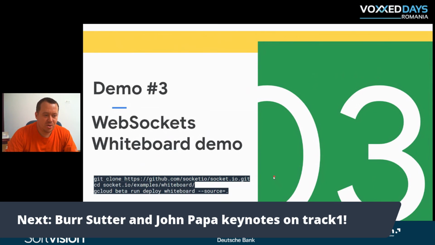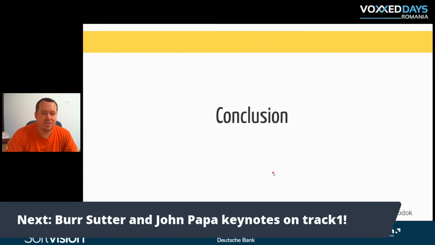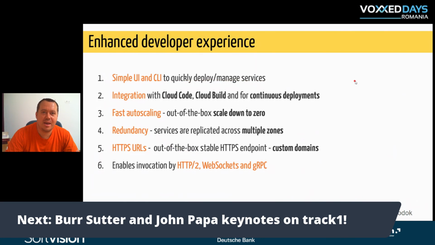Now I have another demo, but I want to skip that demo because I've run the demos already. Conclusions. You have a simple UI and command line options to quickly deploy and manage services. You have direct integration out of the box with Cloud Code and Cloud Build services for continuous deployments. You can set it up to automatically kick off deployments based on GitHub Actions, for example. Out of the box, you get scale down to 0 and fast auto scaling. It has redundancy, with services replicated in multiple zones as well. And it offers custom HTTP endpoints and custom domains.